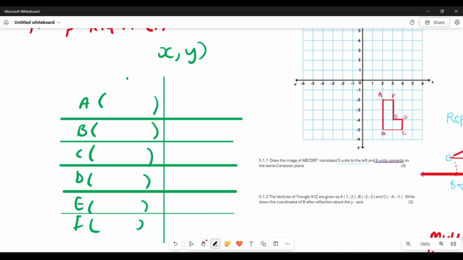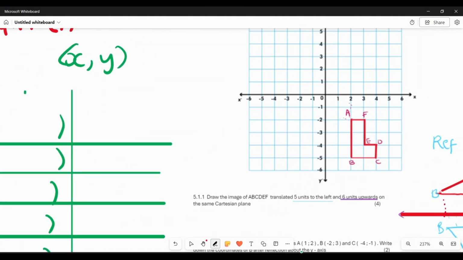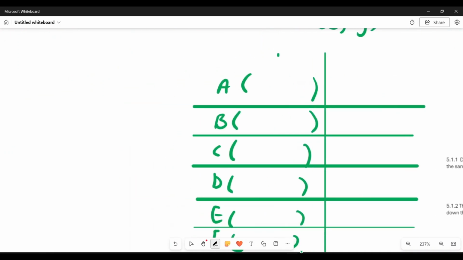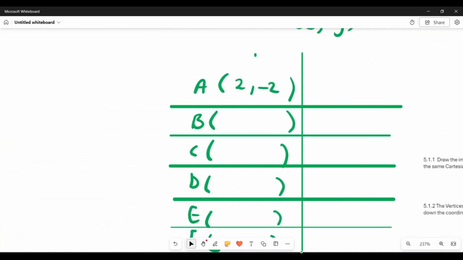And remember, your coordinates are in the form of x and y always. Now, let me start off with my A, right? My A, its x is at 2, and its y is at -2. So the coordinates of my A initially are 2 and -2. So first identify the coordinates of your original.